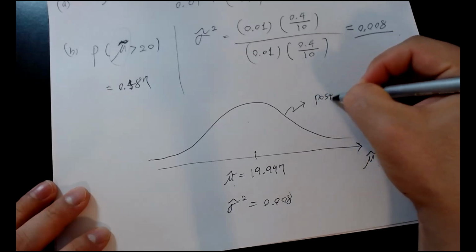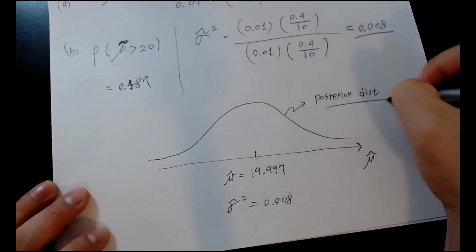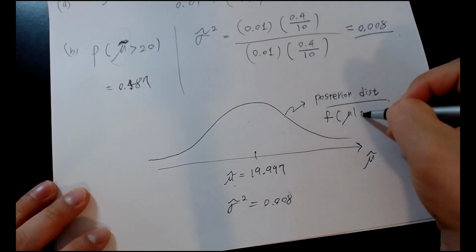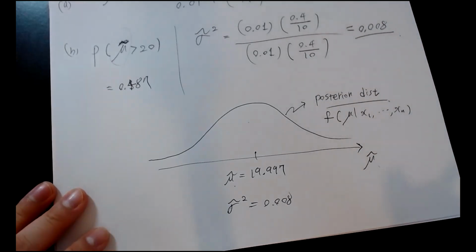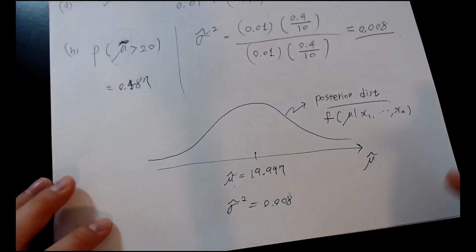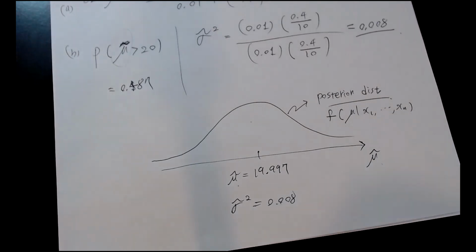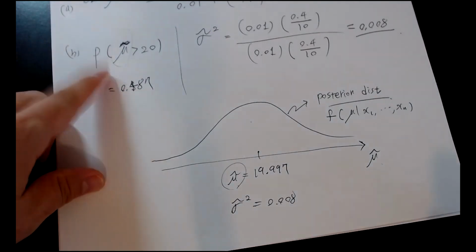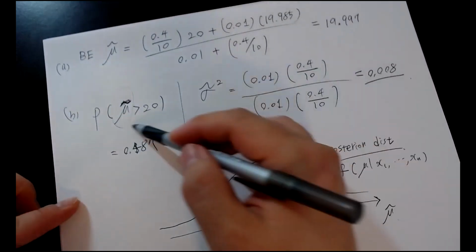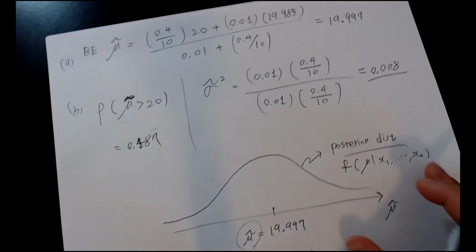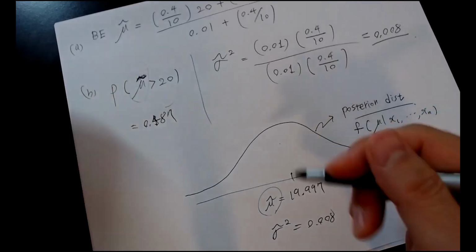Which is f of mu given x1 through xn. Actually x10, because n is 10. So now mu tilde is greater than 20. The probability that mu tilde is greater than 20 is the probability that the posterior mean is greater than 20. But the posterior distribution is normal, so we can calculate this using the z-score formula. But instead of doing it by hand, I use a calculator.